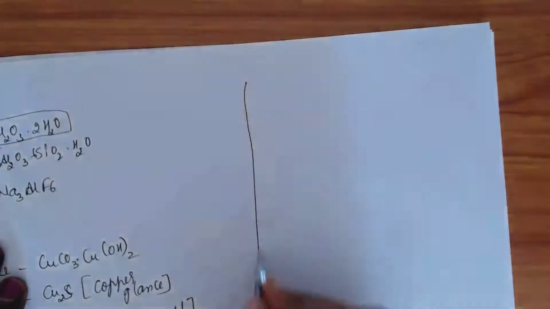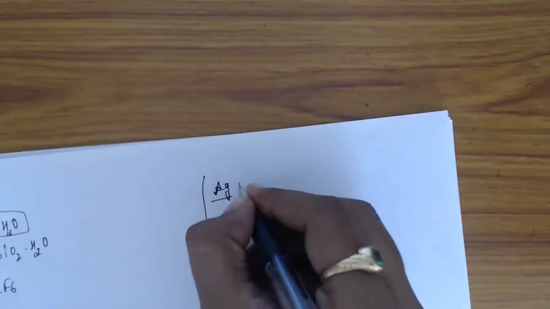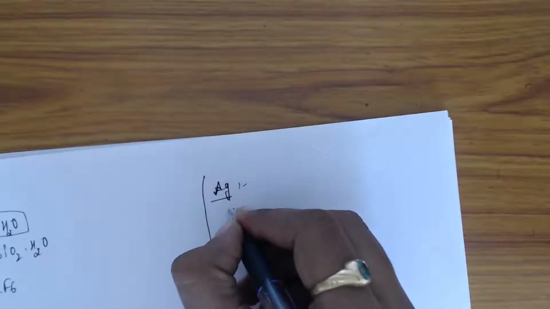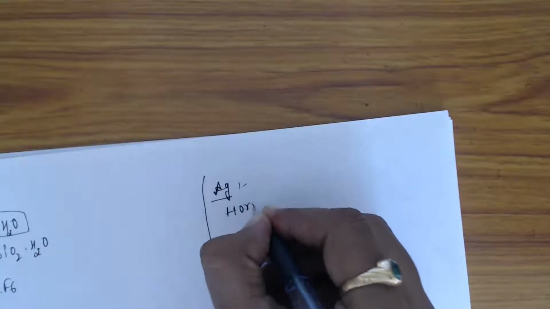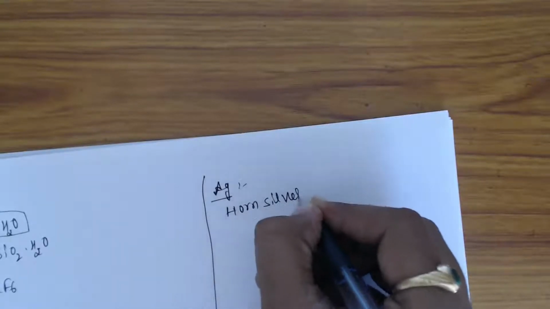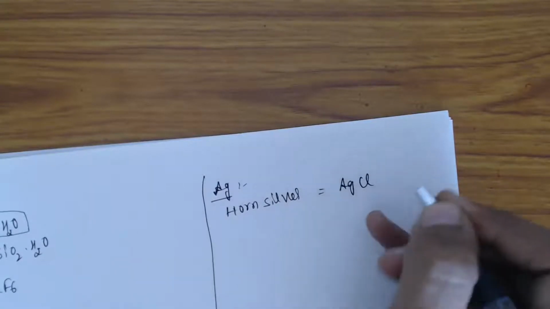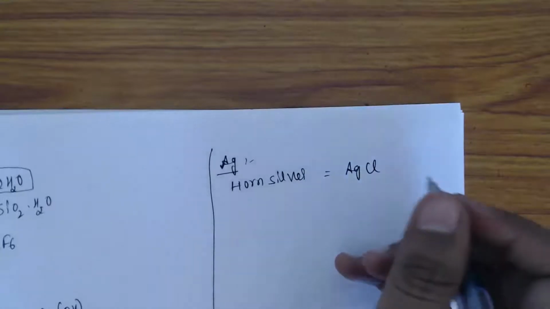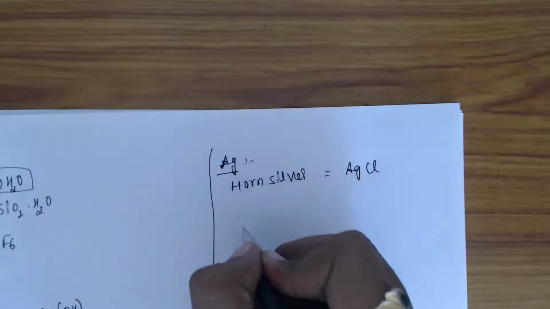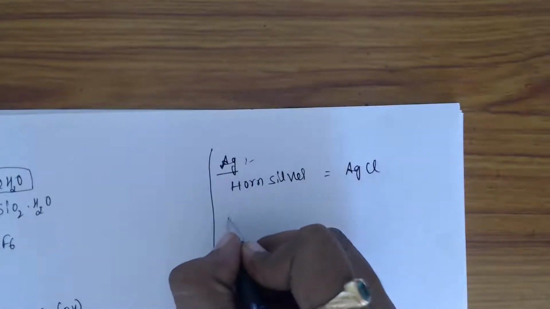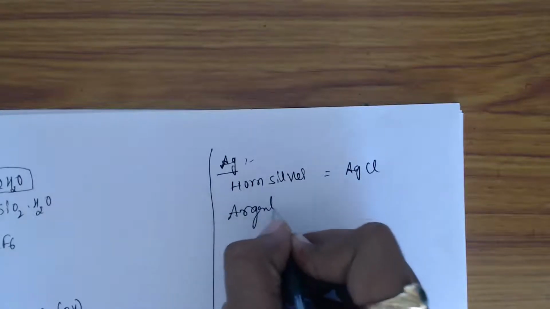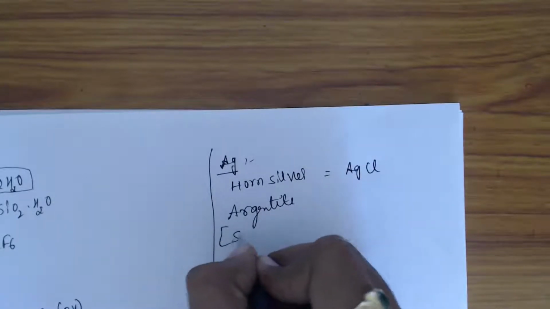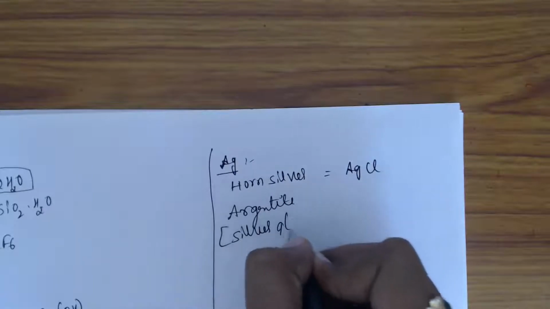If we take ores of silver, the main important ore is horn silver, that is AgCl. Next, argentite, called as what? Silver glance.